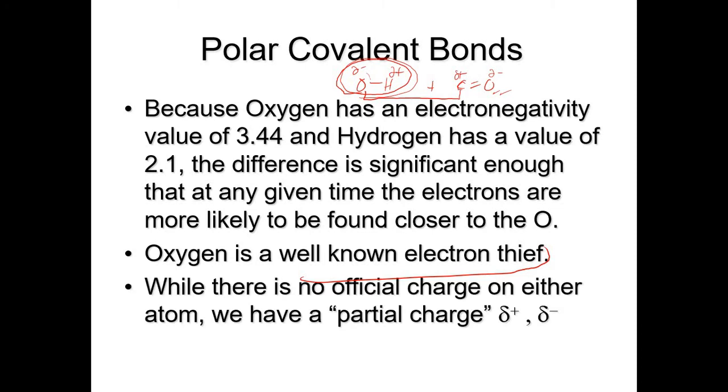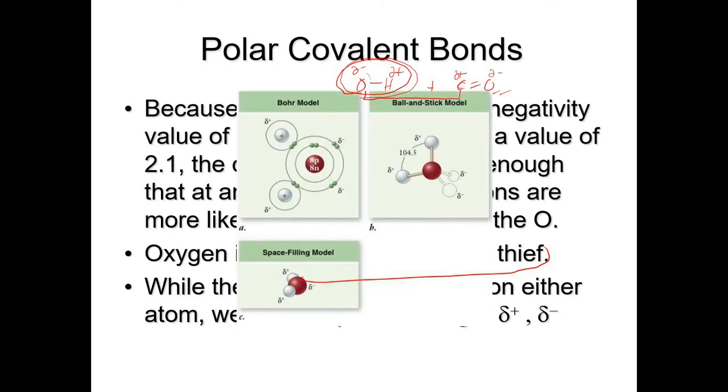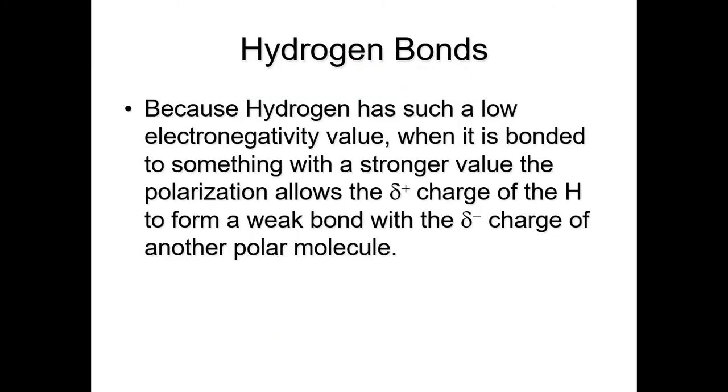Now, while there is no official charge on either atom, we can have a partial positive and a partial negative charge. Okay? So, now for hydrogen bonds. Ang hydrogen bonds class, they're still covalent bonds. But it's a special term for hydrogen nga nakabond with another electronegative atom, because of the low electronegativity value of hydrogen.